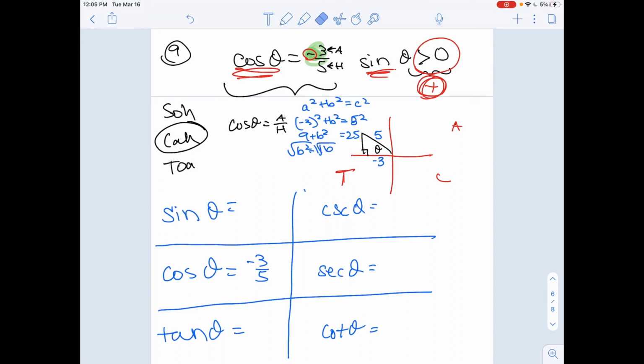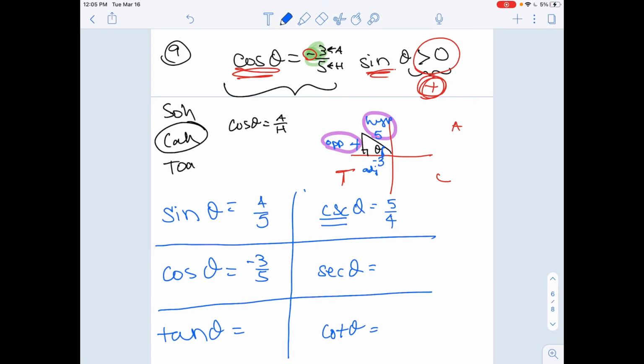So we worked all that out. I'm going to erase some of it so I can give myself some room. And this is 4. So I know from this angle, this is the opposite side, adjacent side, and hypotenuse side. So now, here we go. Sine is opposite over hypotenuse. That's going to be 4 over 5. Cosecant is the reciprocal of sine, which would be 5 over 4.